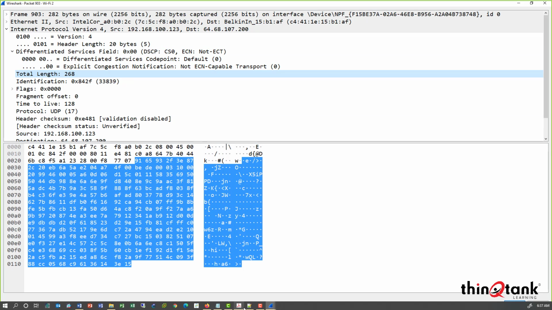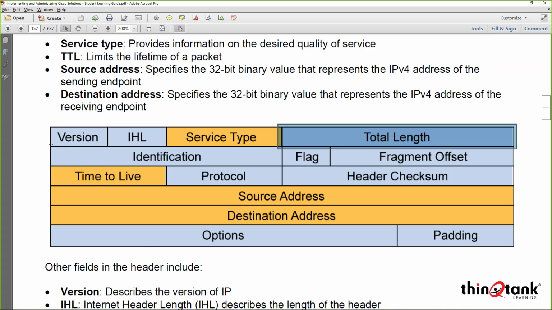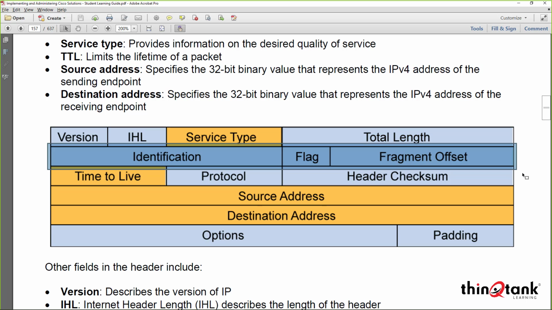The next 3 fields are related to each other: identification, flag, and fragment offset. By the way, you notice they have 2 colors here, right? They got some fields that are orange and some fields that are blue. Actually, this field should be orange as well. That actually should be orange. All these blue fields, well, now that I'm thinking about it, the protocol field is there as well.